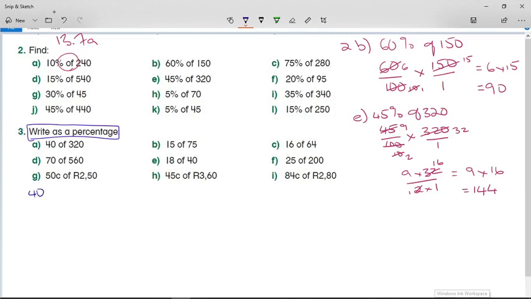When we see this of here, this actually means we've got 40 out of 320, and we must multiply by 100 over 1. Okay, so the first thing I'm going to do is say 40 divided by 10 is 4. 320 divided by 10 is 32. Now 4 times 8 is 32, so I'm going to divide the top by 4, and the bottom by 4, and I'm going to get 8. So I'm going to be left with 1 times 100, which is 100 over 8.